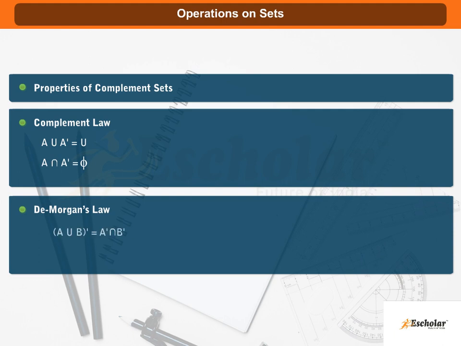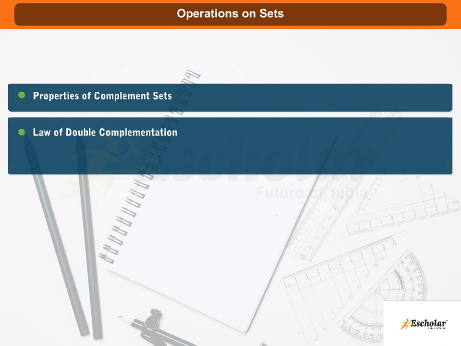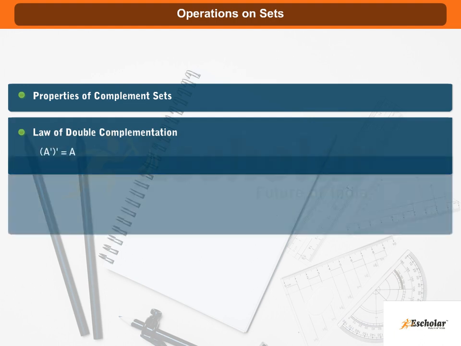De Morgan's law. Complement of A union B is equal to A complement intersection B complement. Complement of A intersection B is equal to A complement union B complement. Law of double complementation. The double complement of A is equal to A.